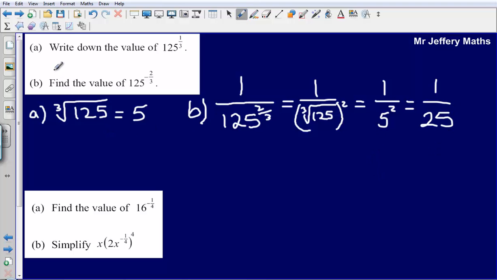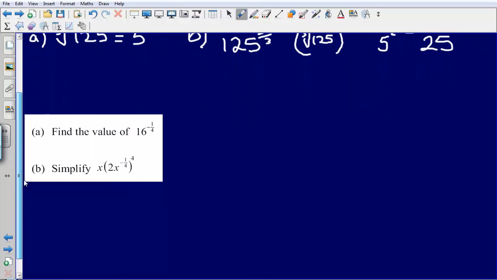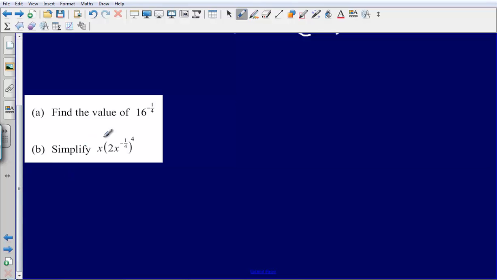In A-level questions, it's quite a common feature for part A to then link into part B. So like we had here, we had the cube root, then we had to find the cube root of 125 again. That's quite a common feature of A-level questions. So let's take a look at this second one. This one is slightly more advanced and slightly trickier, I would say.